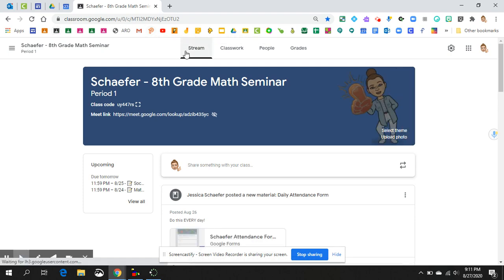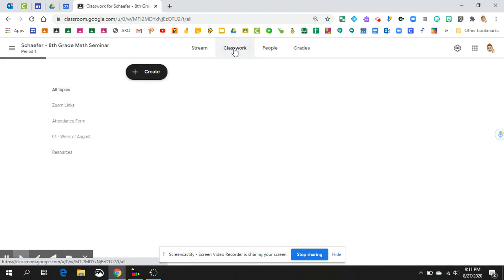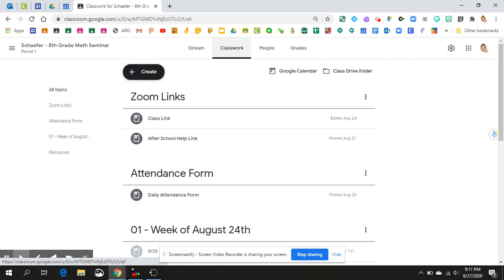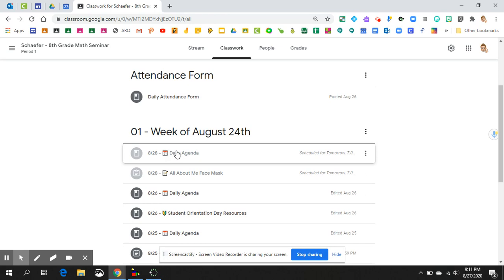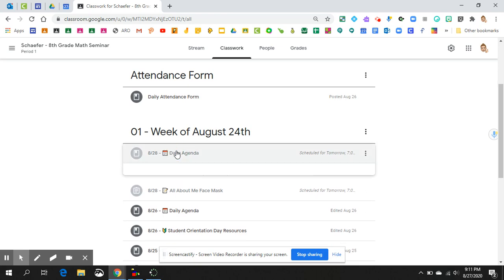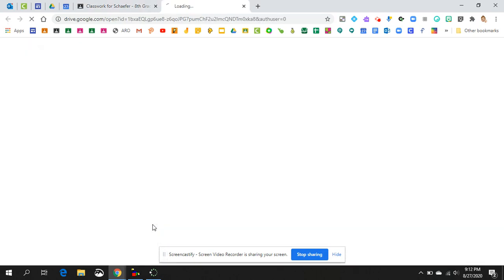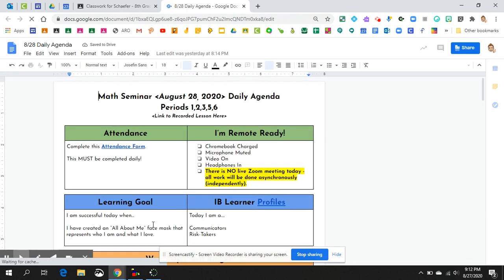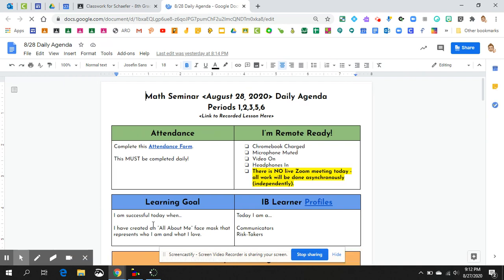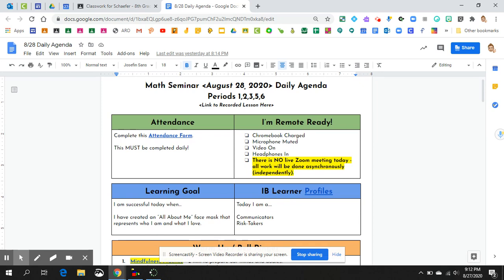And you're going to go to the Classwork tab. Under Classwork, you're going to go to our daily agenda, 828 daily agenda, and open that up. And this is going to be your starting point. This is where you work your way through, kind of from the top to the bottom, on what you're working on today. So you're going to start by filling in your attendance form, just like we've been doing in class.